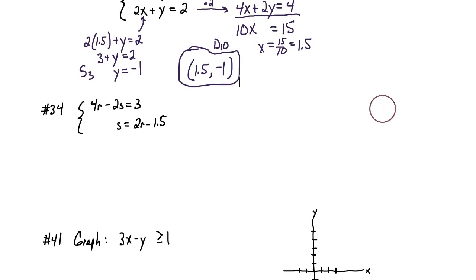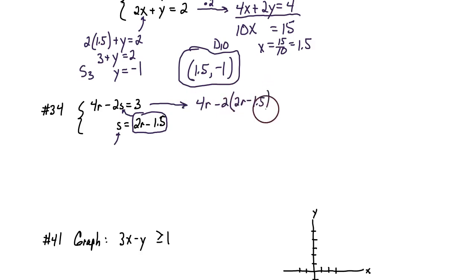Number 34, let's solve this equation. And this time, I'm going to use substitution method. Do you see why? It's because the second equation has already been solved for one of the variables. We can take this binomial and substitute it for the letter s in the first equation. So the first equation will transform into 4r minus 2, and then in parentheses, fill in the 2r minus 1.5. And that's equal to 3.